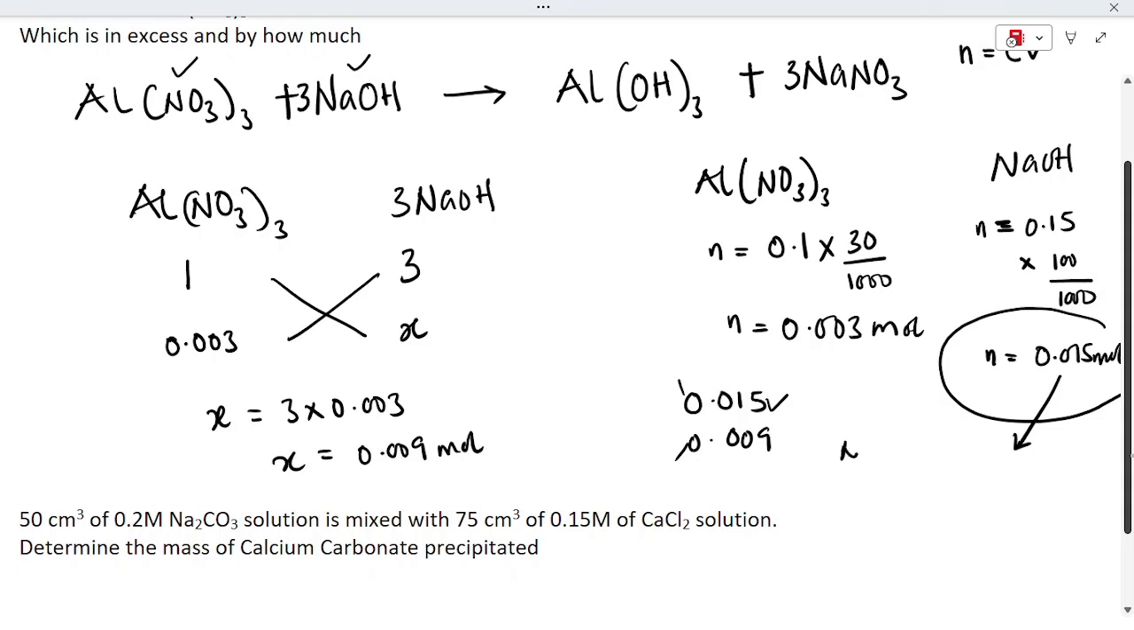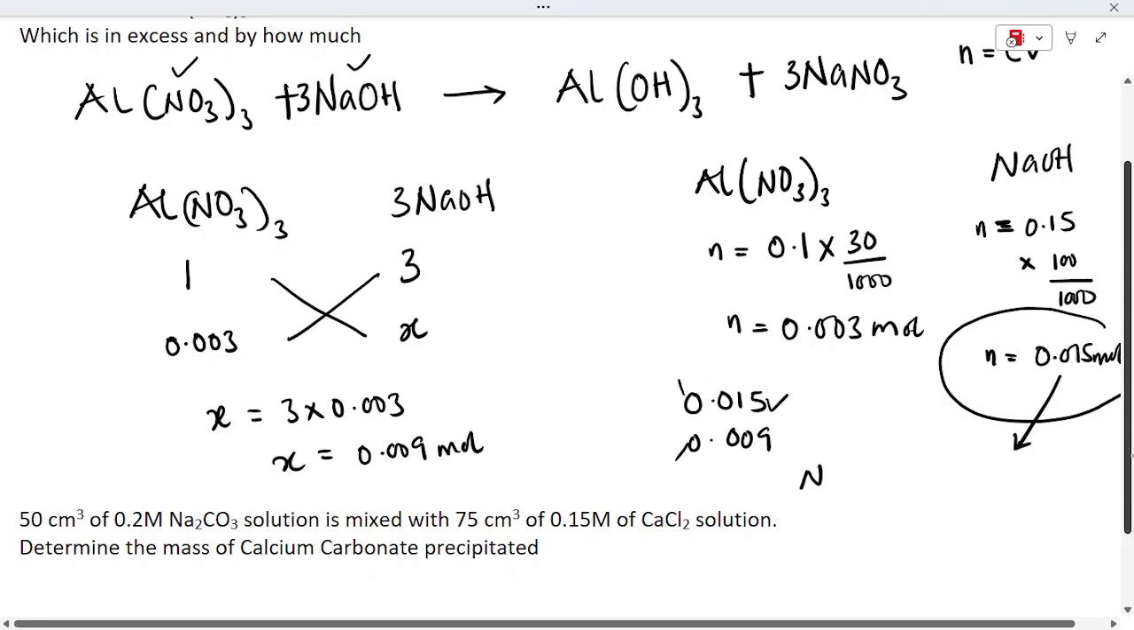So therefore, let's simply put it here, that sodium hydroxide is excess.